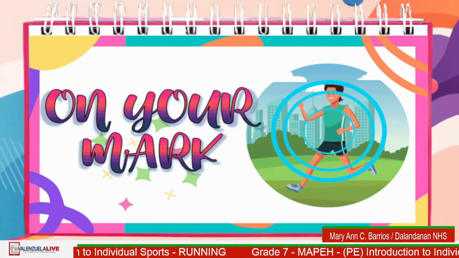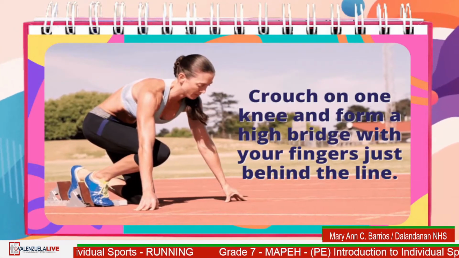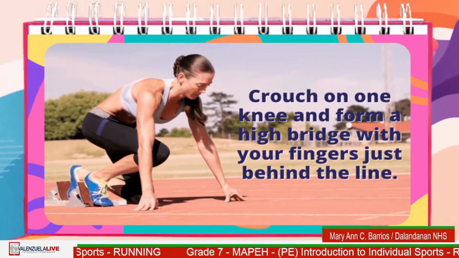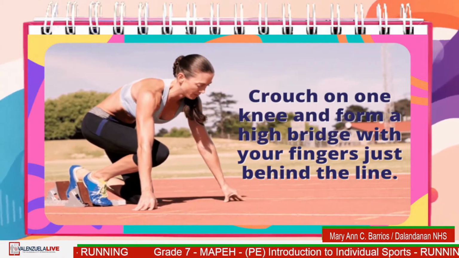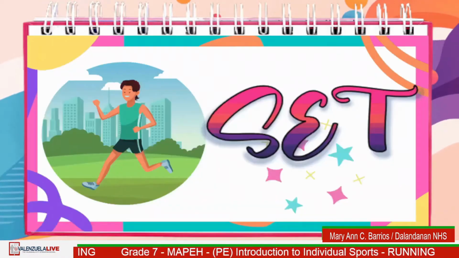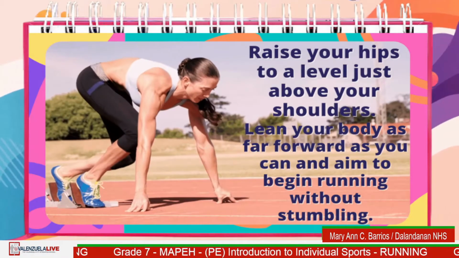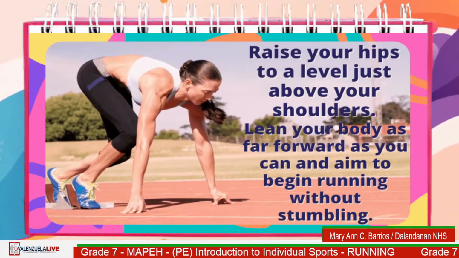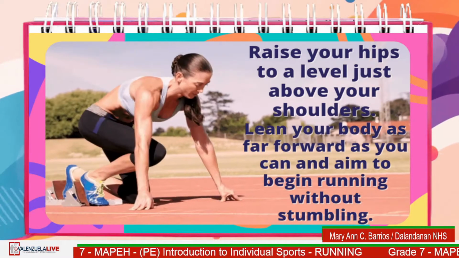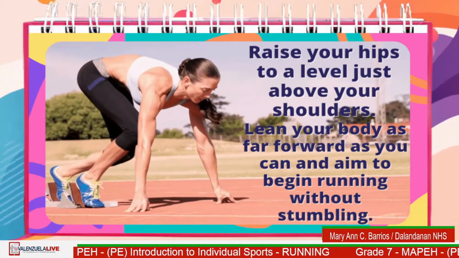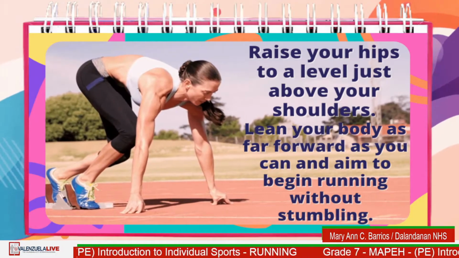On your mark, crouch on one knee and form a high bridge with your fingers just behind the line. Set. Raise your hip to a level just above your shoulders. Lean your body as far forward as you can and aim to begin running without stumbling.